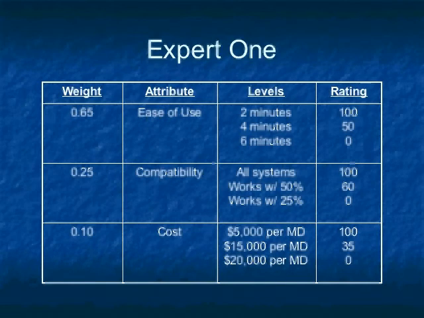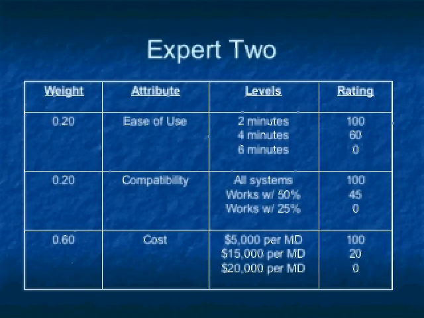This chart reveals the preferences of our first expert, a physician in a hospital. After a face-to-face interview, the analyst found that ease of use with a weight of 0.65 was most important to this expert, followed by compatibility and cost. This can be attributed to the fact that a physician in a hospital would more likely value rapidity of use and how it fits into the current system over cost. The levels and ratings shown in this table were devised by the expert.